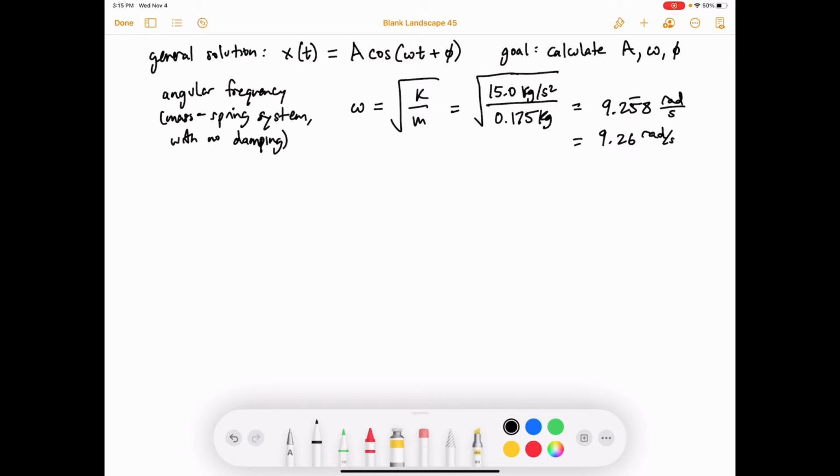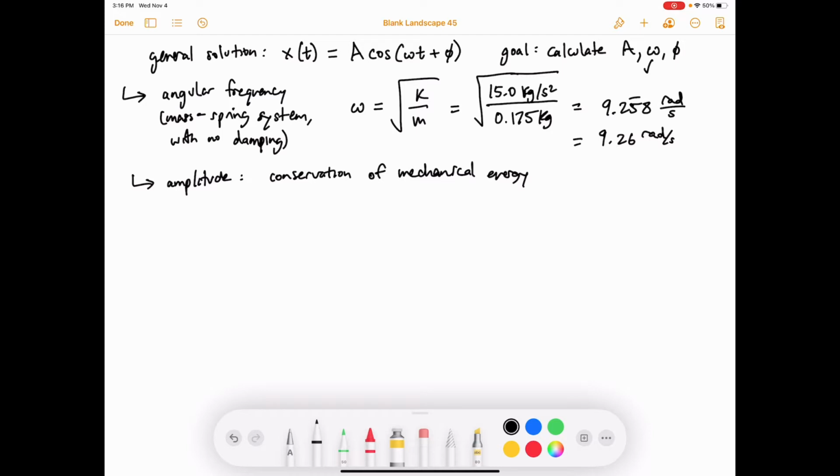Okay, so that takes care of omega. Now let's try to find the amplitude. There are different ways you can go about this, but I'm going to use conservation of mechanical energy. This is the idea that the total energy of our oscillator is going to be conserved because there's no friction or air resistance acting on it.